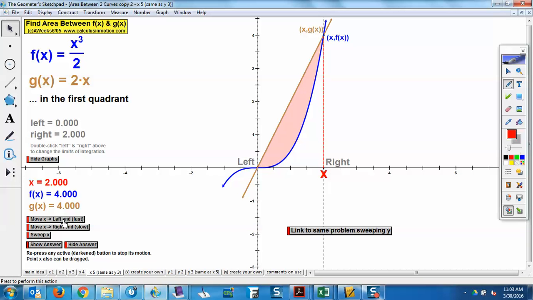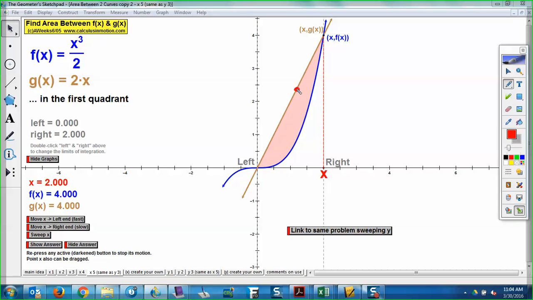Top curve. So back to what Jamie said. It's very important when you look at a region that you got one curve that's always on top and another curve that's always on the bottom. Right? If it's not, then you're going to have to split it up. Okay? Well, in this case, our top curve, what's this y value right here? 2x. What's this y value? X cubed over 2. So the height is going to be 2x minus x cubed over 2, right? This y value minus this y value.